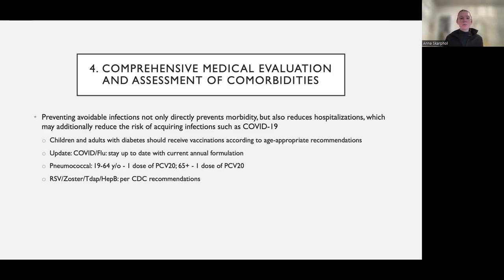And then for the pneumonia vaccine, for patients who are 19 to 64 with diabetes, they can get a dose of PCV20. And then those who are 65 plus can also get a dose of PCV20 as well. And then the guidelines here just recommend that RSV, zoster, Tdap, and Hep B should be given out per CDC recommendations and the ages associated with those certain vaccinations.